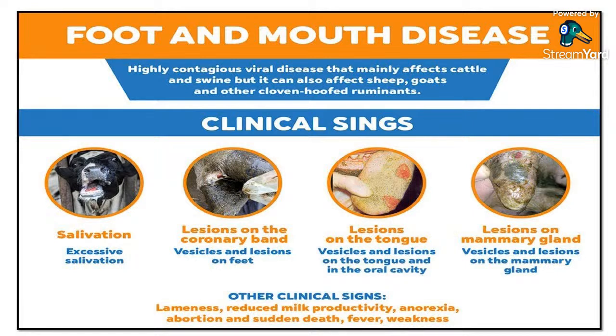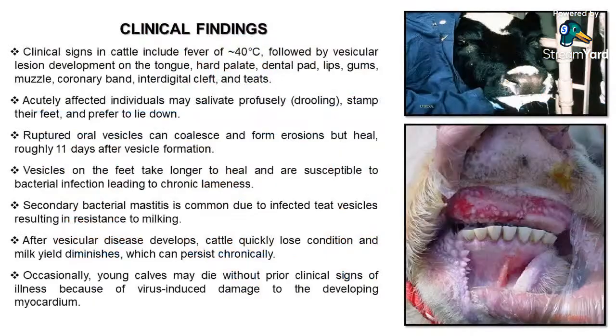Besides these clinical signs, other clinical signs are present, like laminitis, because it affects the feet of the animal. Reduced milk production is there. Anorexia is there. Abortion may occur. Sudden death in case of small animals like small piglets and small calves. Fever is there, and weakness is there.